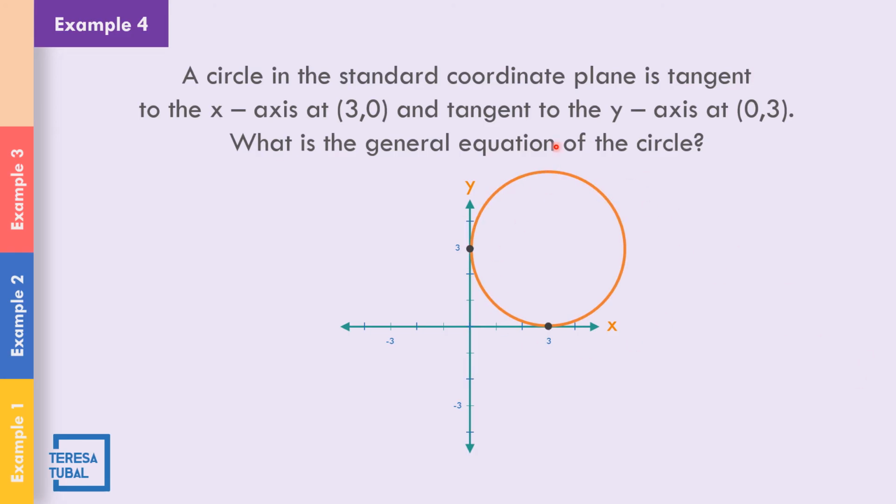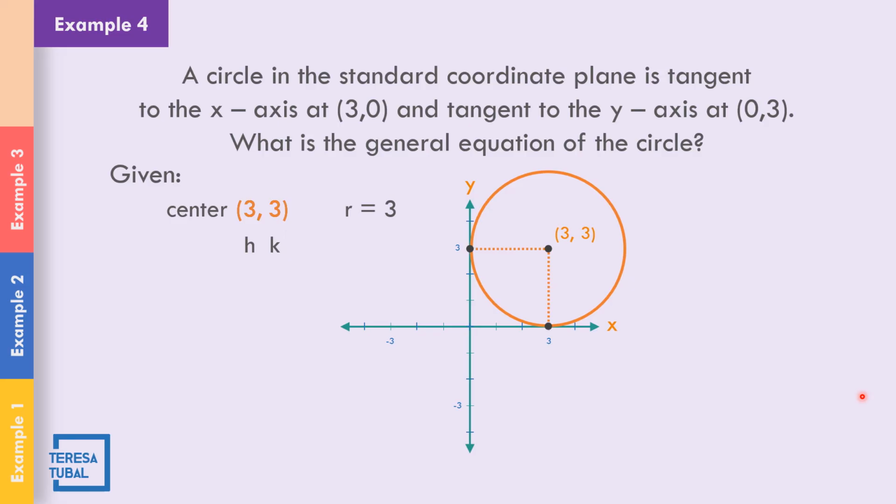And what could be the center of this graph? As you can see in the graph, if we connect to the center, the center is (3, 3), because the x value is 3 and the y value is 3. So the center is (3, 3). So h is equal to 3 and k is equal to 3. How about the radius? As you can see, the radius from the point up to this one is equal to 3. So let us identify now the standard equation of the circle.